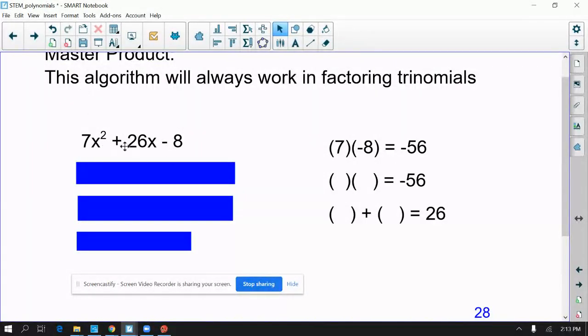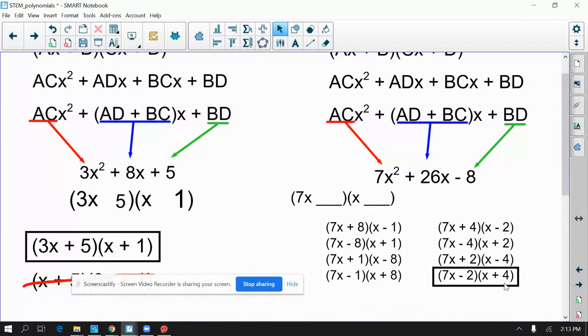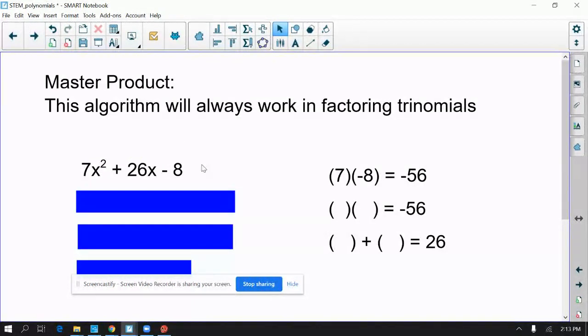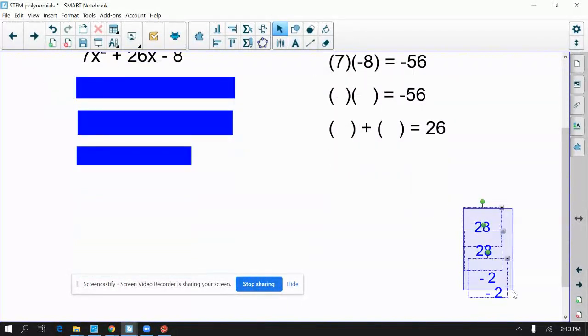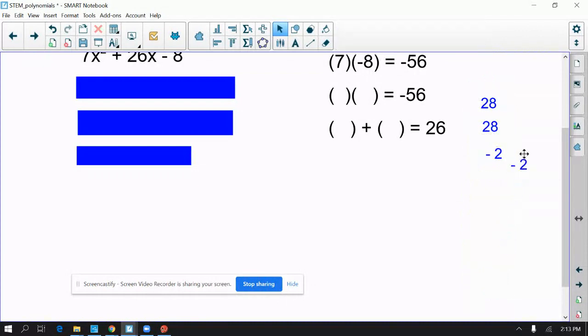So we already know the answer to this one. This is from our previous page. We know it's 7x minus 2 times x plus 4. But to do this by the master product algorithm, you take the outer two numbers and you multiply them. 7 times negative 8 gives me negative 56. Then you have to find two numbers that multiply to negative 56 and add to the middle term, which is 26. And this is the hardest part. So if you can do this part, then you've gone over the hardest part.